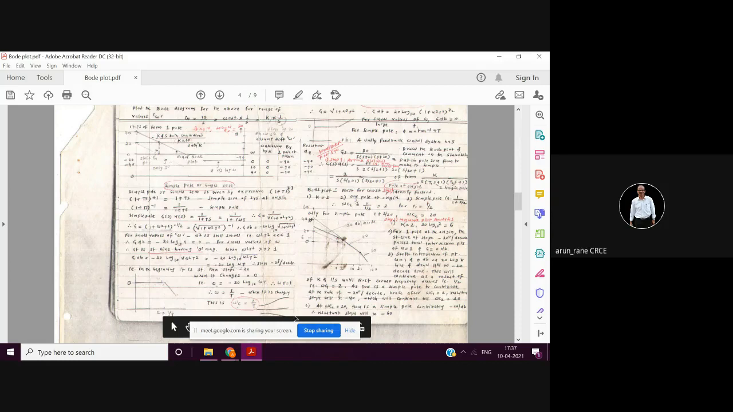So this point is nothing but omega equal to 1 upon T. You understood this? Yes, sir. So at this point the slope is changing, at omega equal to 1 by T. How did you find it? You equated this to 0. So this was your 1 upon 1 plus Ts. That is a simple pole at origin.